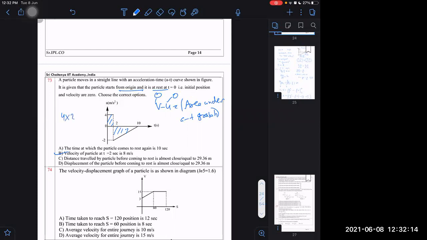4 into 2 is 8. I want downside area also at 8. Half into 2 into 10. That is more than 8. Then it means there is some other time in between. Let us say that time is t. This area is equal to that area. Then at t time velocity will become 0. Are you getting this point?